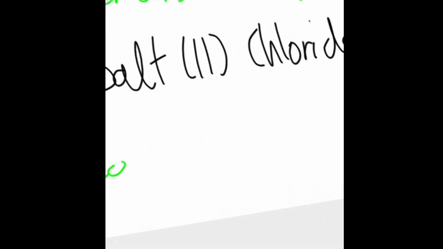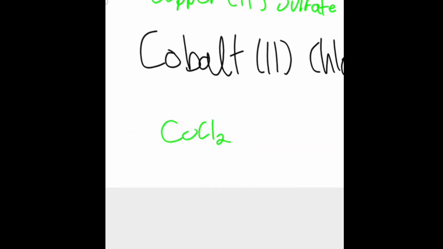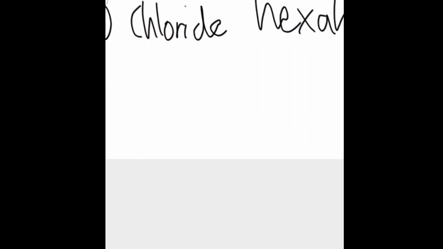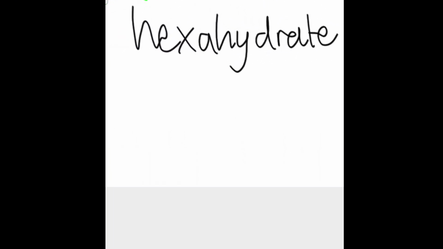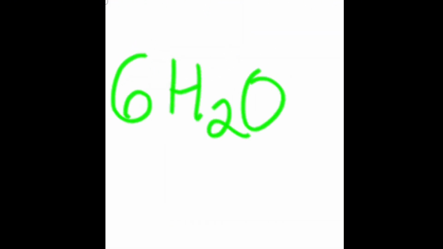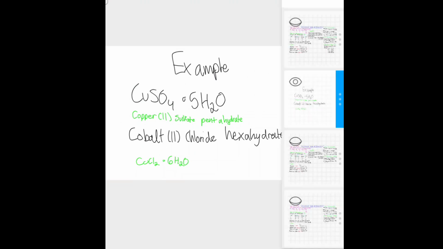Okay, cobalt, which is Co. Chloride, which is, I just do Cl2 because cobalt has a charge of 2 and chloride has a charge of 1. And now we have hexahydrate. We're going to multiply that. 6 is for hexa. Remember, hepta is 7, penta is 5, hexa is 6. Hydrate, which is H2O. That's how you do these.